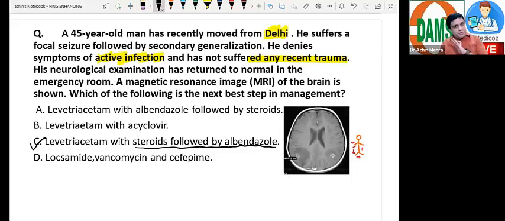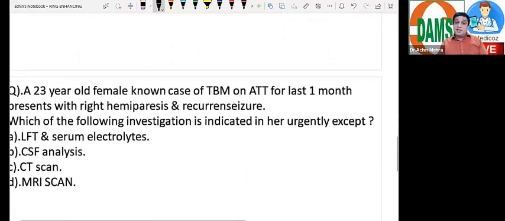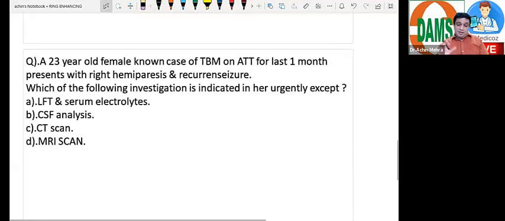Okay. I hope this topic should be very clear because this is maybe one topic which keeps on coming at least once in a year in the NEET PG pattern. Okay.